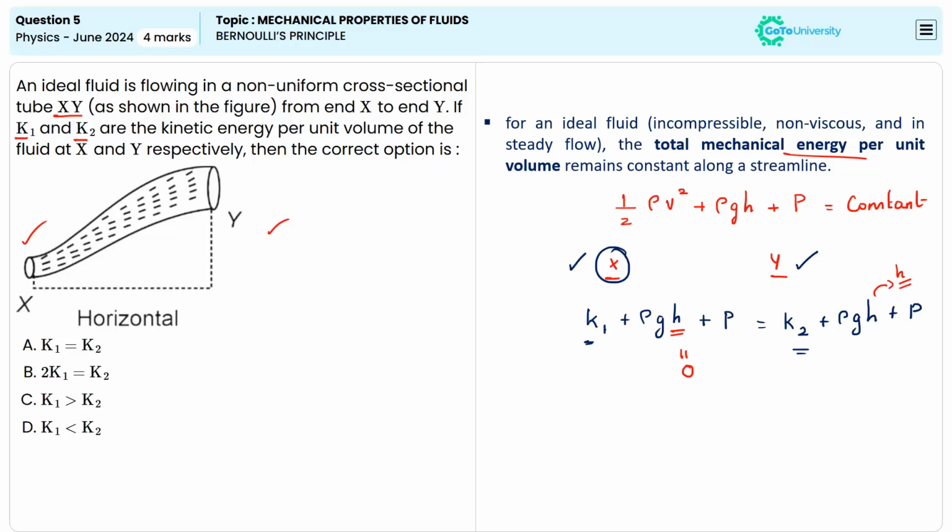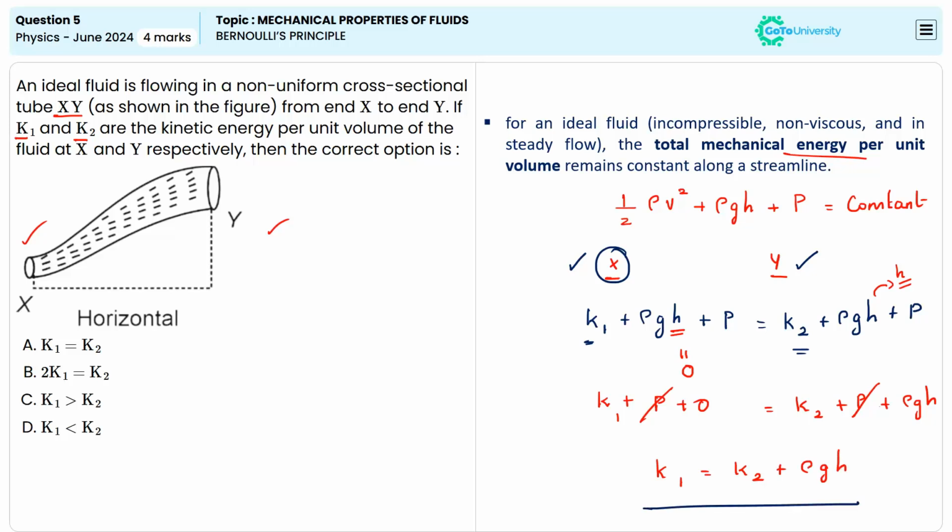So here we can write the equation as K1 plus P plus 0 will be equal to K2 plus P plus rho gh. It's known that the pressure will be the same on both sides, so the pressure will get cancelled. So we can write K1 is equal to K2 plus rho gh.